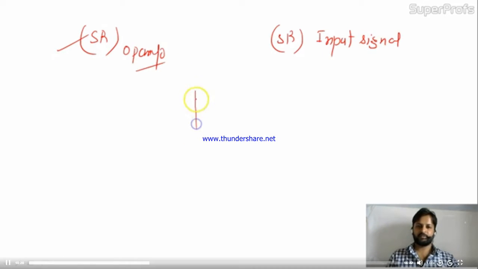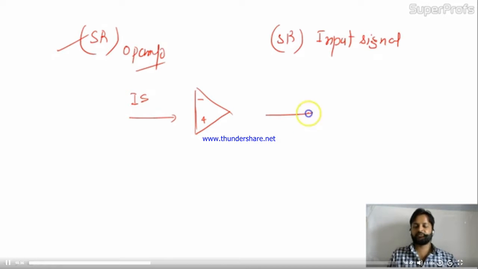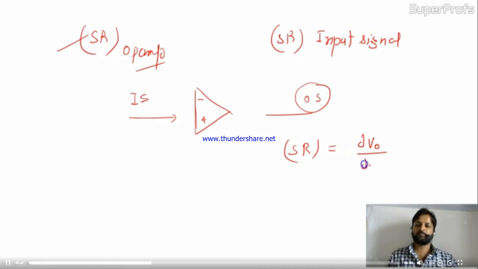See friends, this is our op-amp, and to this op-amp you are applying your input signal. Is it okay? And you are getting an output signal, so you are getting some slew rate over here. That slew rate is the rate of change of output. So why are we getting this slew rate? Your signal is moving like this. Instead of a direct step at t equal to 0, it's taking some time. Why is it taking some time? Because of this op-amp, right?